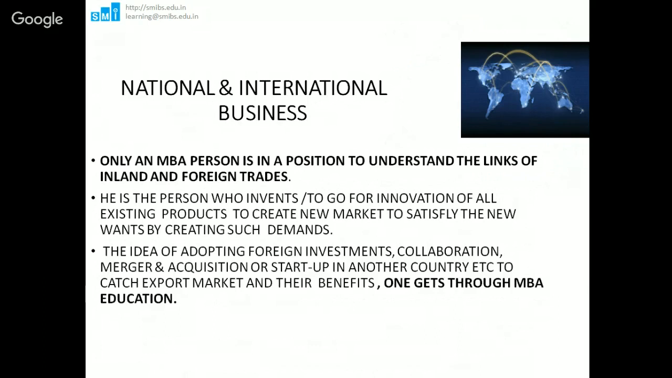The idea of adopting foreign investment or collaboration, merger, acquisition, or startup in another country, etc., to catch the export market. All are interested. You must know that the global business means each nation wants to raise its share on foreign exchange. What they sell, they have to earn more foreign exchange. Then only they can import more. Otherwise, there will be a deficit in finance, and this will cause several other problems.